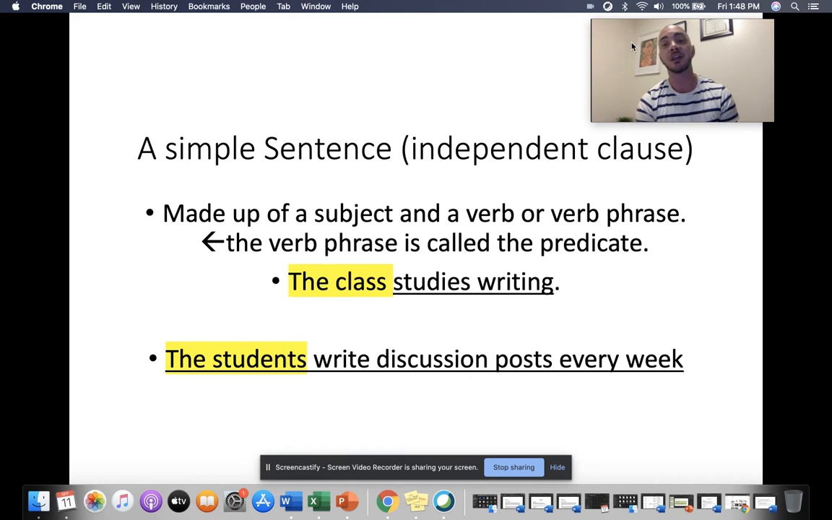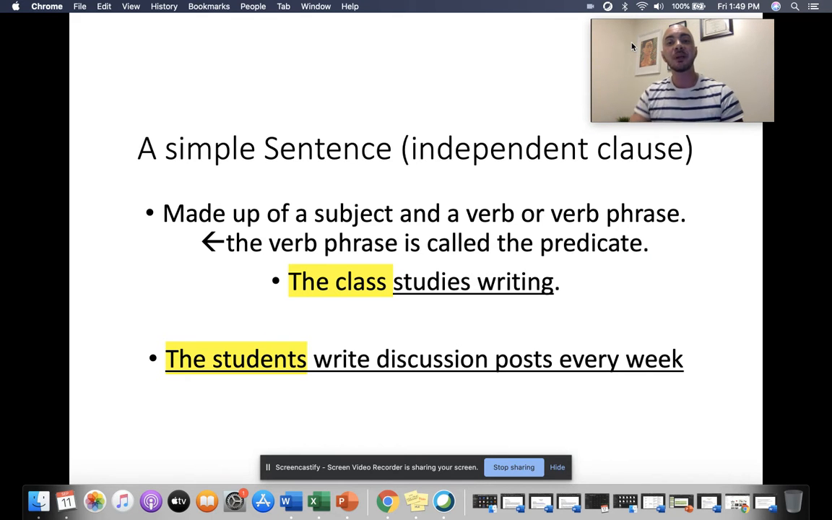Just like we discussed in our video on sentence fragments, a simple sentence is also called an independent clause. And an independent clause is always made up of a subject and a verb, or a verb phrase. We remember that a subject is a noun, a person, place, thing, or idea that is performing an action in a sentence. And a verb is an action in a sentence. The word predicate refers to the verb and all the other information that comes with the verb that explains how the verb is being done, to whom the verb is being done, where the verb is being done, etc.